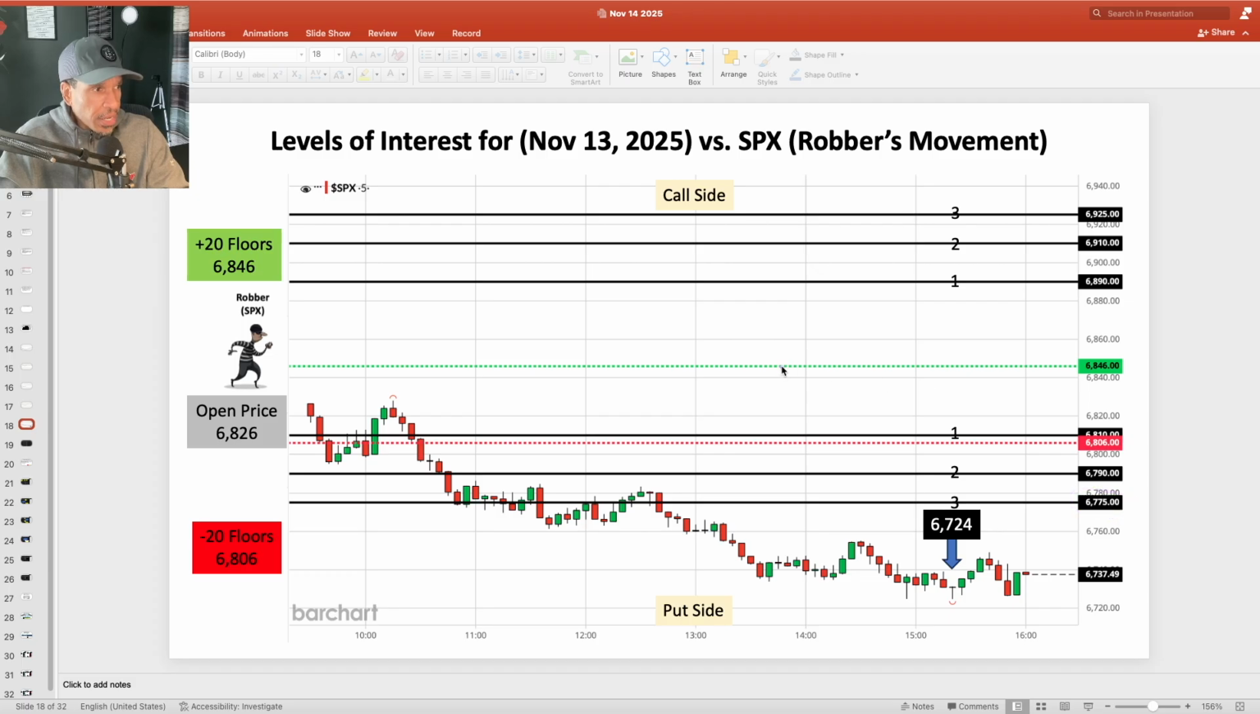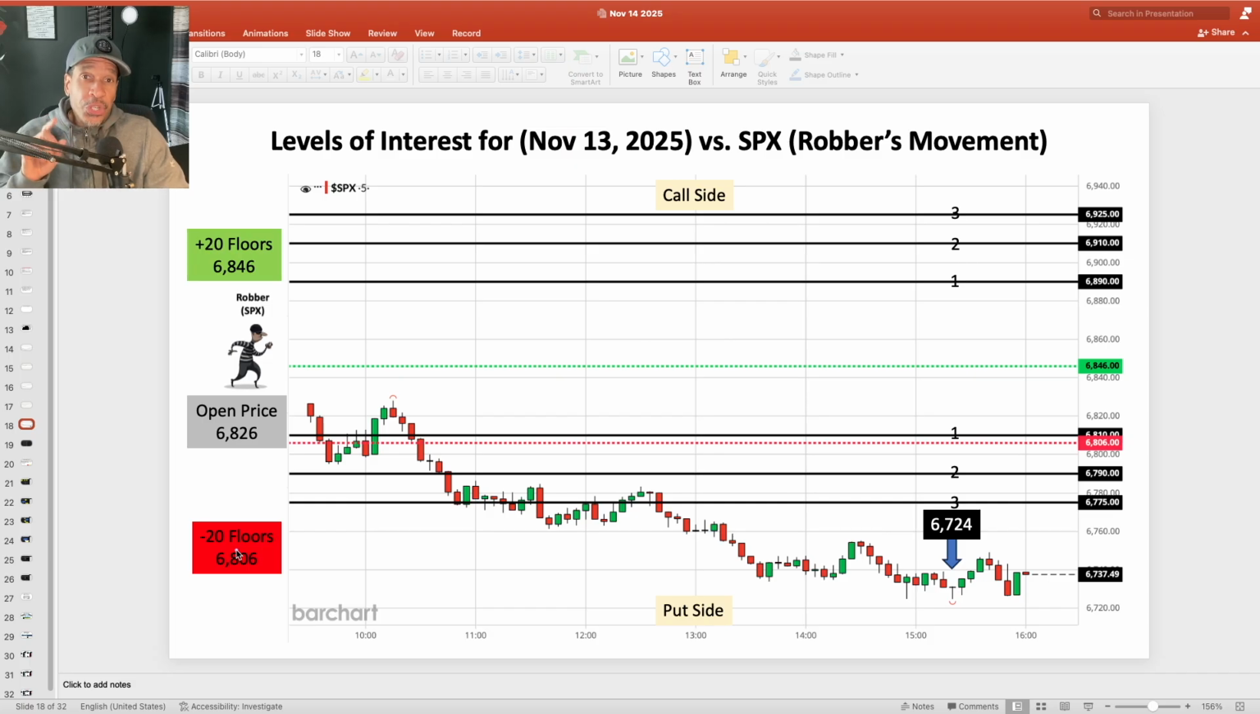Now what you see here, this green dotted line, represents 68.46. That represents 20 points above the opening price. And then the red dotted line at 68.06 represents 20 points below the opening price.